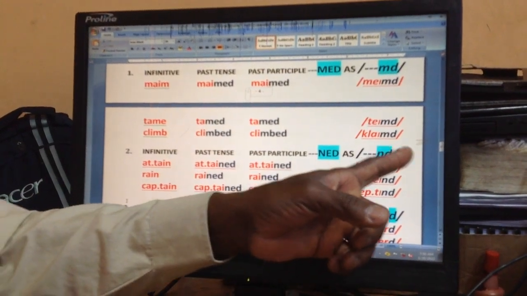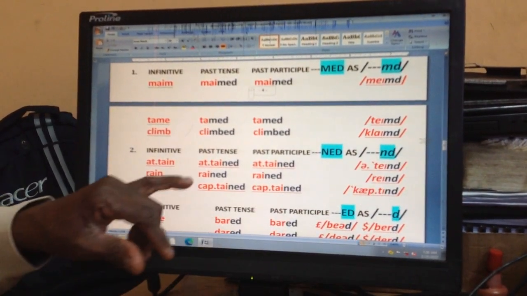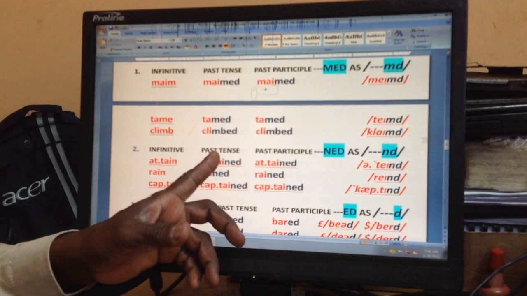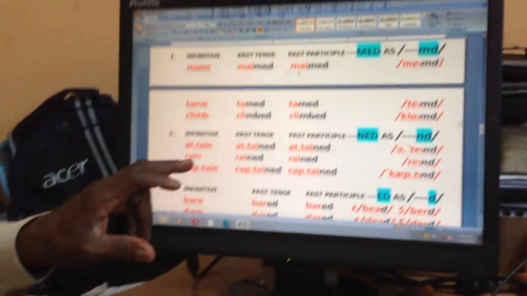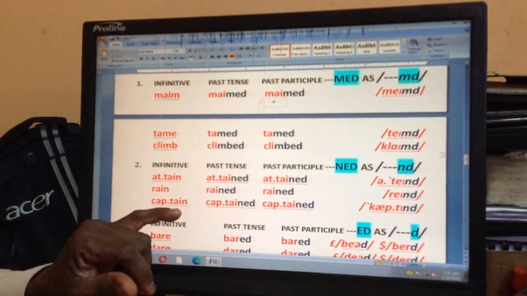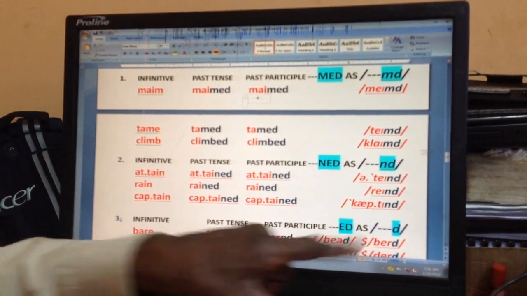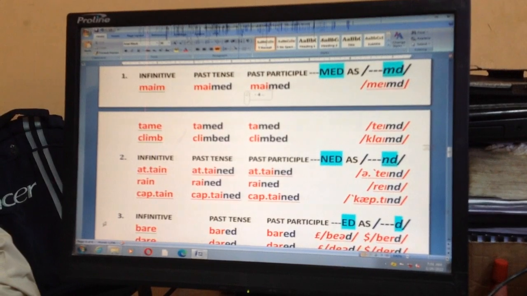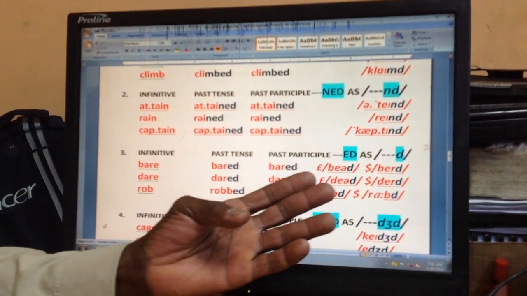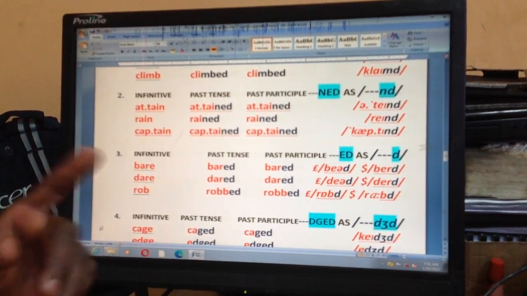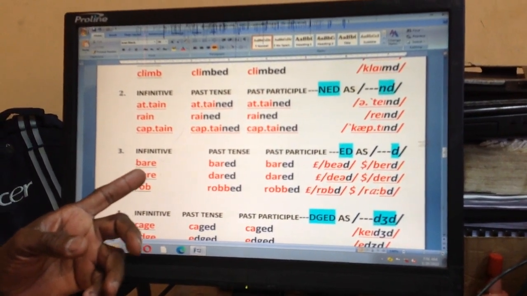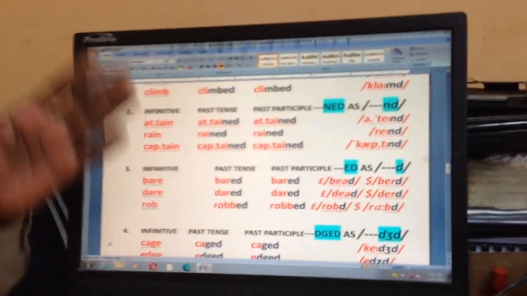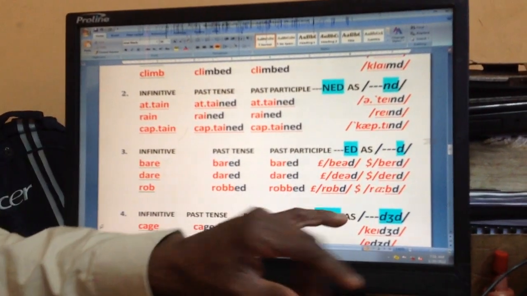Adding -ed will produce -ed. For example, attain, attained, attained. Past, preterit, past participle. Rain, rained, rained. Captain, and then I've captained you. That's how it should be pronounced according to the dictionary prescription. And then we are attaching now the -ed to a bare infinitive here. This is bare. Now, when we add -ed, that E remains, or we remove it and put -ed, it will still give us this sound, bird, like that.